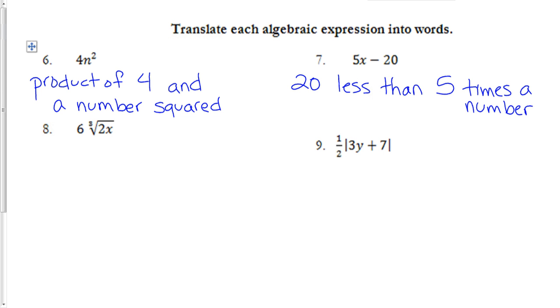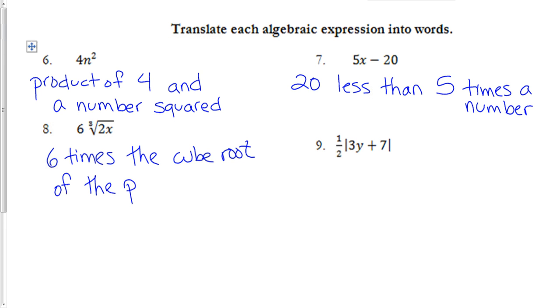And number 8, we have 6 times the cube root of the product of 2 and a number.